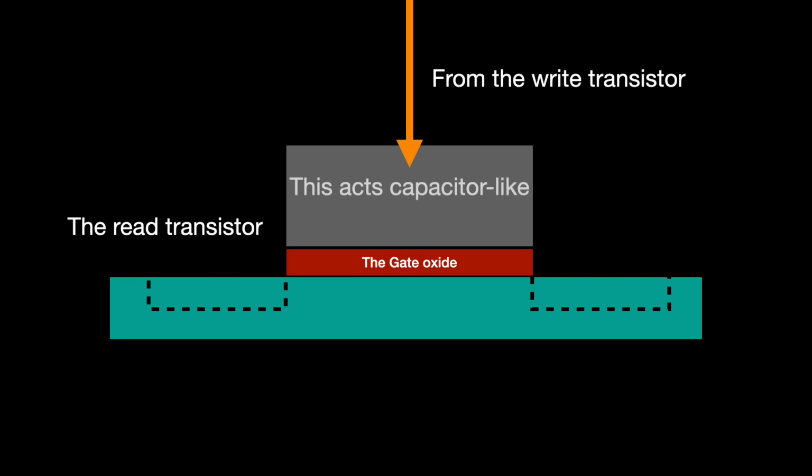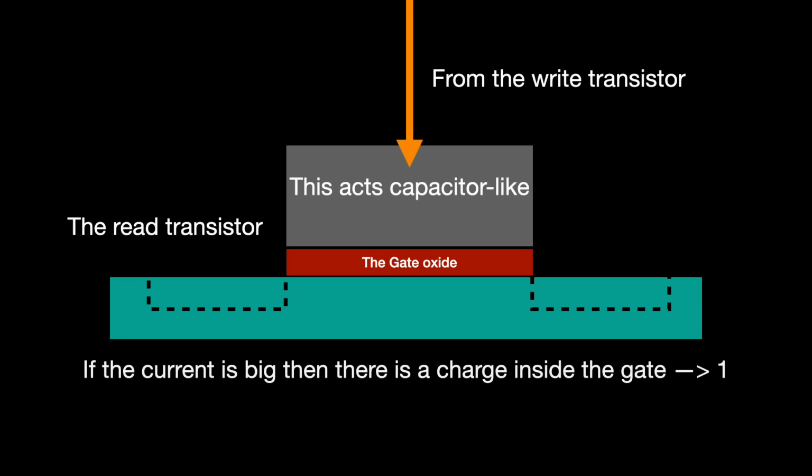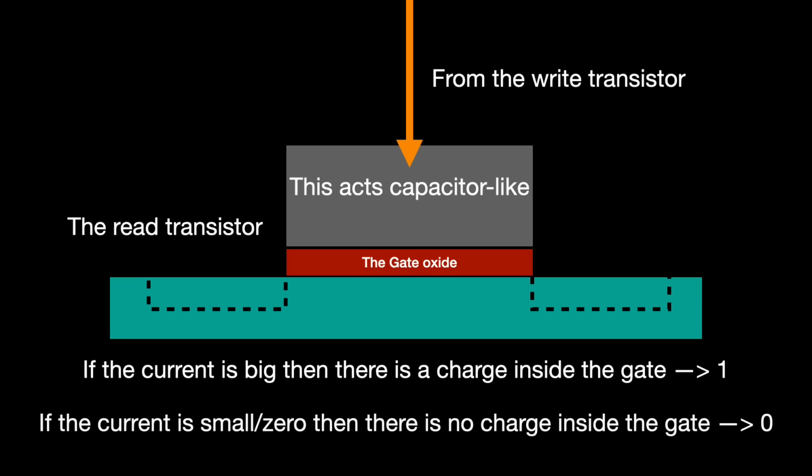To read the cell, we run a small read current through the read transistor. The presence of a charge inside that read transistor's gate will create an electric field that changes the conductivity of the transistor channel. Ergo, if the current flowing through is large, then the stored bit is probably a 1. If it is low, or practically 0, then the bit is probably 0. Note that this read action is non-destructive, which is different than with DRAM.